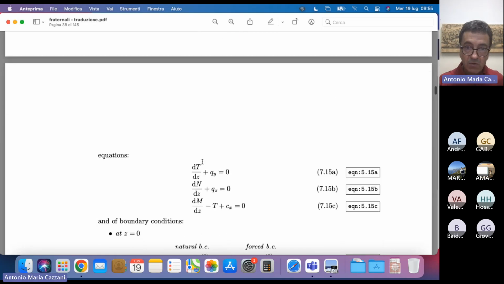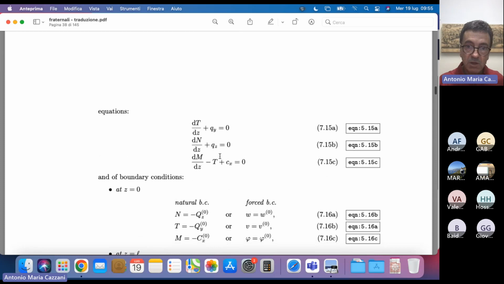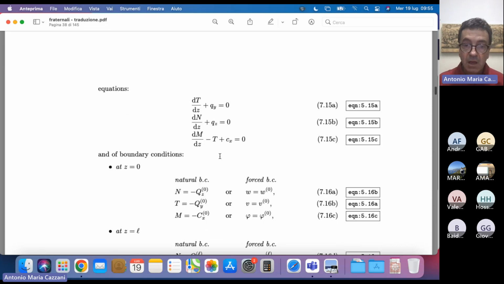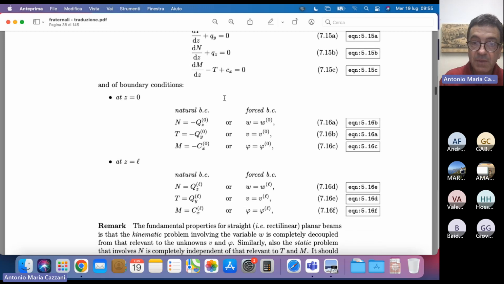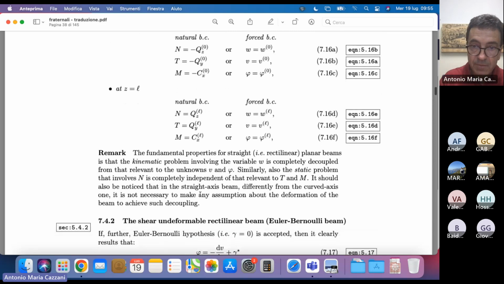And these are, of course, equilibrium equations. As we have seen before, all coupling terms are now eliminated because the beam is straight. And for the boundary conditions at both ends, we get the usual ones.